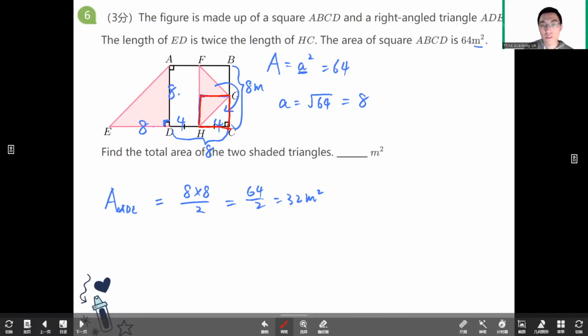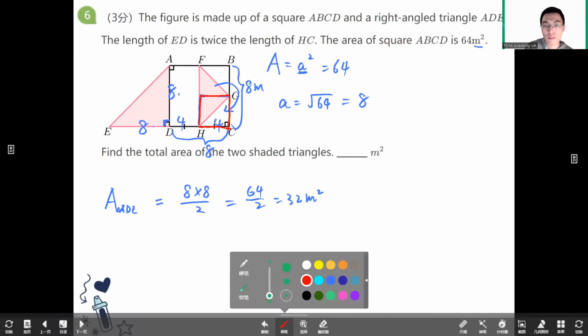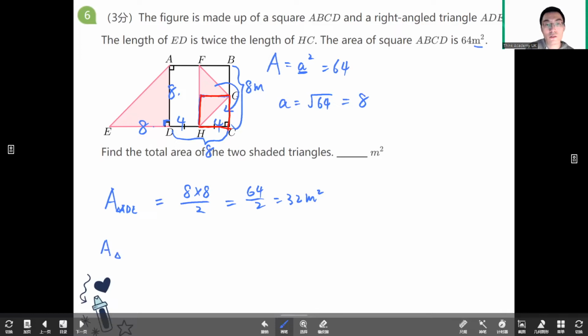So it's easy for us to find the area of a small square. It's just 4 squared, so it's 16. So the area of triangle FGH equals 4 times 4, and that will be 16 meters squared. So the answer is just 32 plus 16. So the shaded area is 32 plus 16, which is 48 meters squared.